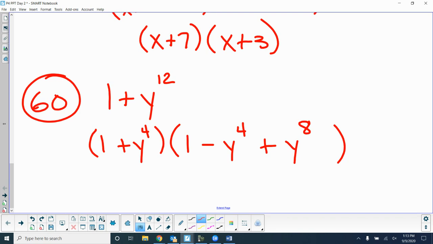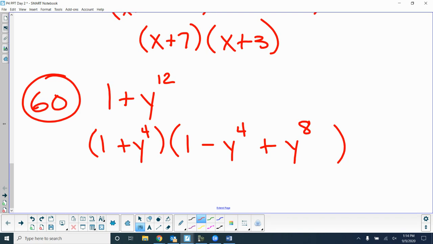Since this is not a multiple of 3, I can't do it again. You know, if that was a 6 or a 3 or a 9, I have to do another sum of cubes. Okay? If that was a minus sign, then that's a difference of squares. I have to do that. Okay? So pay attention to those little things. Those could happen.